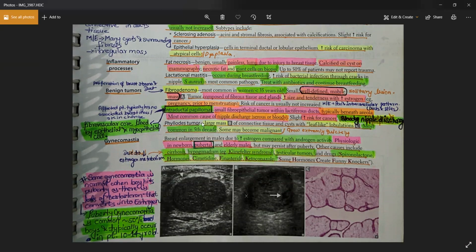It is a very large mass, with a size greater than that of a fibroadenoma, and it has leaf-like projections. This tumor is most common in the fifth decade, that means in the 50s, 51, 52 to 60 years of age, while the fibroadenoma is common at around 35. So that's about all these benign tumors. Any doubt?